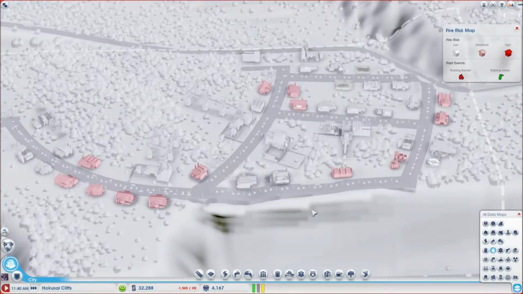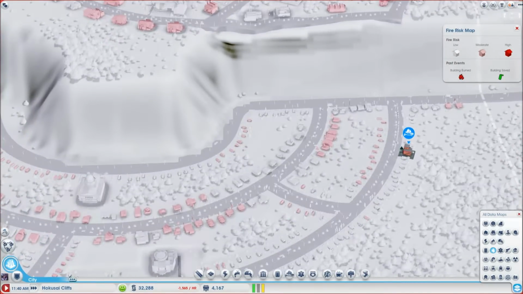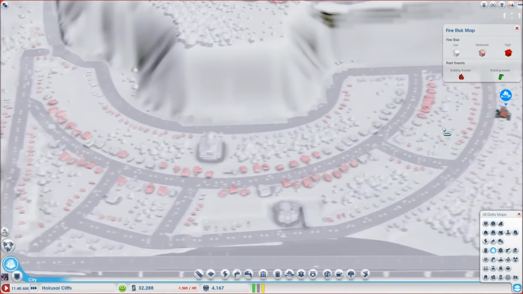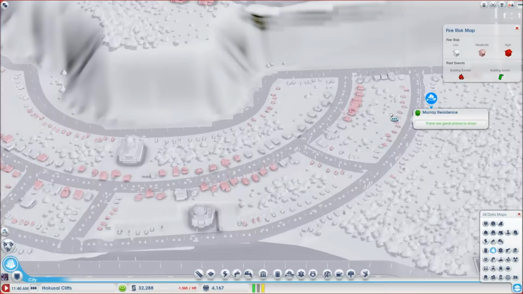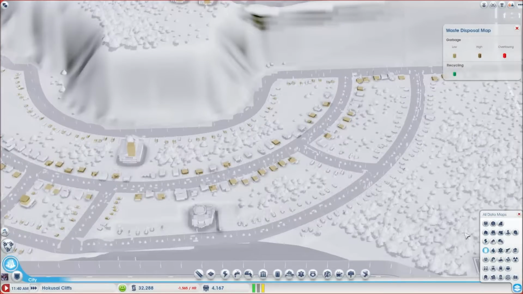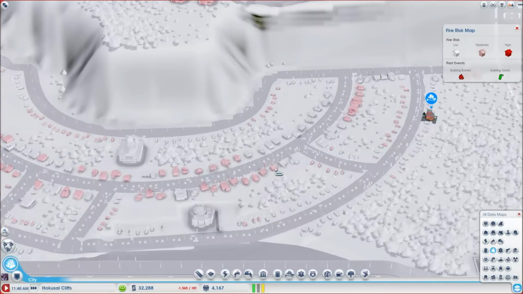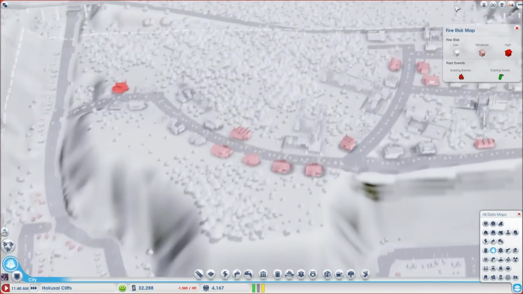Fire risk map. This helps you figure out where to place those fire stations I was talking about. Usually a lot of the homes are going to be fairly low risk. Again, garbage pileup and sewage blockage cause higher risks of fire. So if we go to the garbage one, we can see a lot of these red buildings have garbage built up in them, and then what do you know, they're the ones with the fire risk.